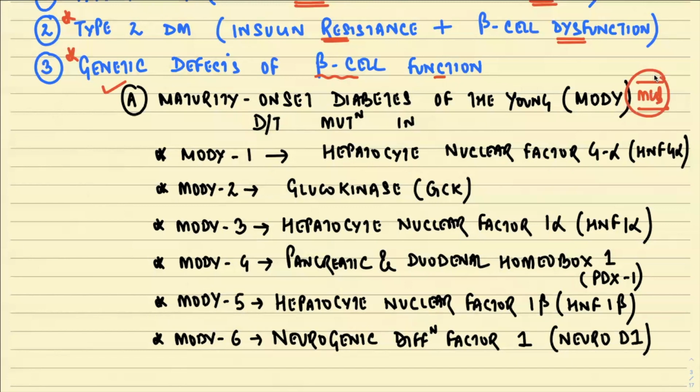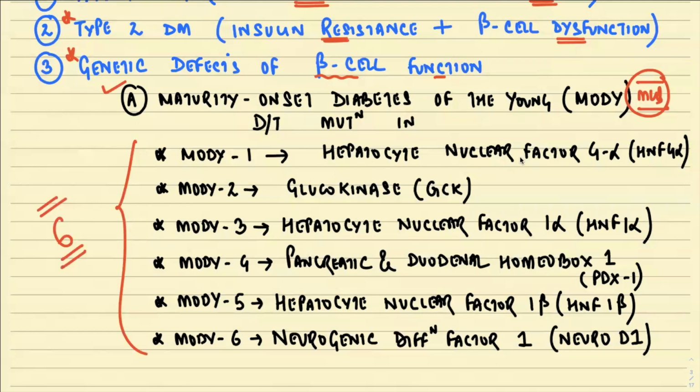So this maturity onset diabetes of the young occurs because of mutation in several genes, and depending on whichever genes are involved, there are different types of MODY. So what are the different types? There are approximately 6 different types of MODY.